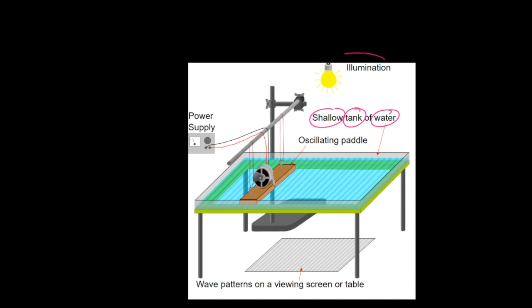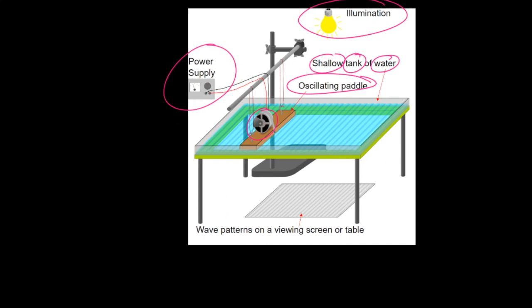There will be a light source of some kind. Here it's a bulb. You'll probably use a lamp or something like that, and it will shine through the ripple tank and cast some shadows on the table underneath. Over here, this oscillating paddle thing is basically a bit of wood with a motor on the top, and it is going to bounce up and down and create ripples in the water. And the power supply over here is something that's going to provide current to make the motor bounce up and down. So you switch it on, the motor starts bouncing the paddle up and down, and it creates a wave pattern like this on the bottom.